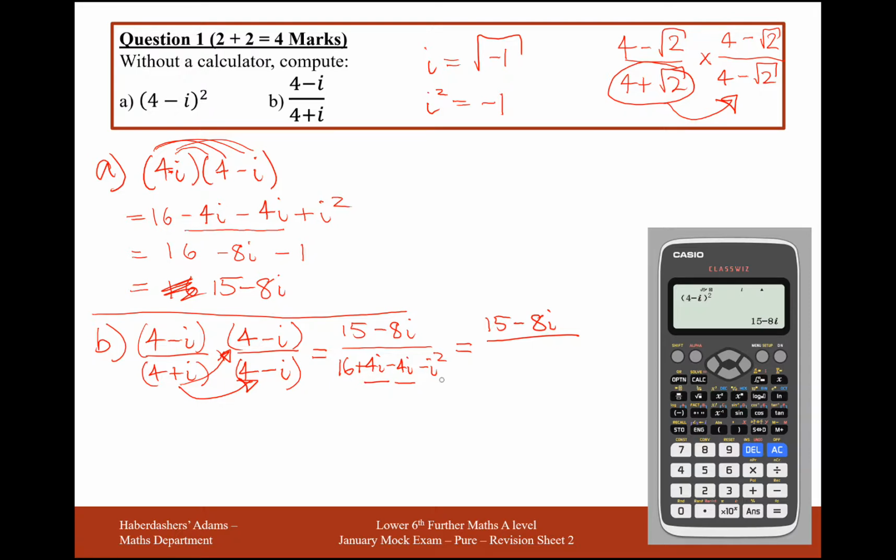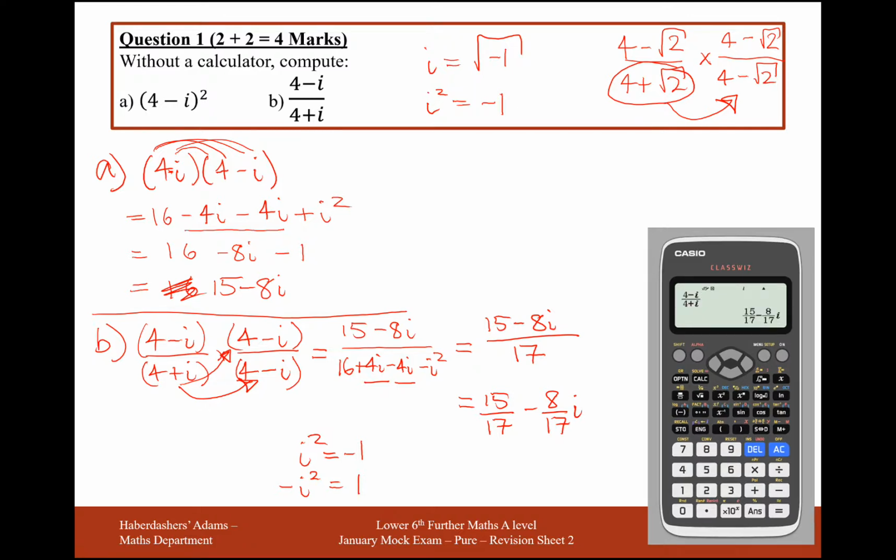Okay, and we can also simplify this a little bit more. If i squared equals minus 1, minus i squared will have to equal plus 1 if we times both sides by a negative. So it's a double negative effectively here. The i squared is representing minus 1, but we want a minus of that, so minus minus makes it a plus. So it's over 17. We can leave our answer like that, or we can split it up: 15 over 17 minus 8 over 17 i.